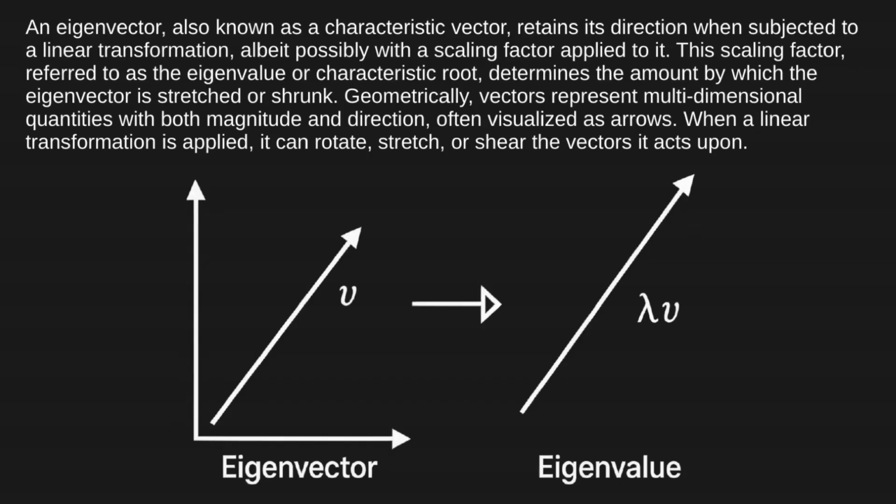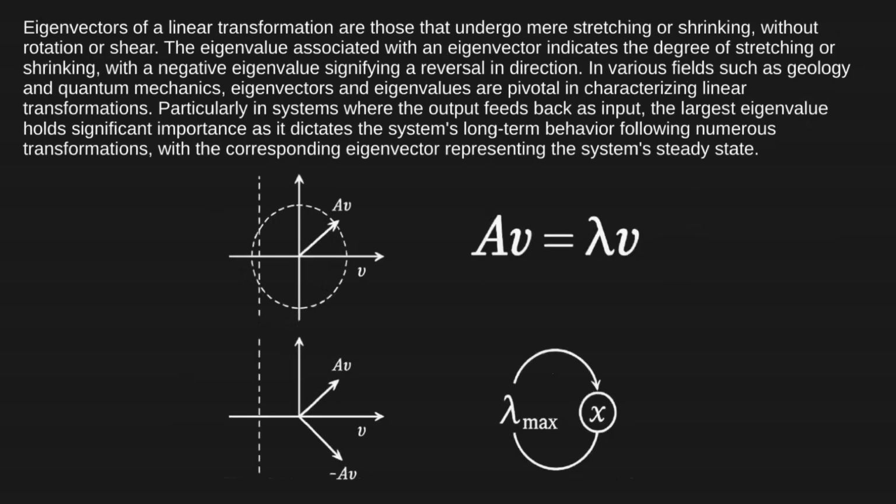When a linear transformation is applied, it can rotate, stretch, or shear the vectors it acts upon. Eigenvectors of a linear transformation are those that undergo mere stretching or shrinking, without rotation or shear. The eigenvalue associated with an eigenvector indicates the degree of stretching or shrinking, with a negative eigenvalue signifying a reversal in direction. In various fields such as geology and quantum mechanics, eigenvectors and eigenvalues are pivotal in characterizing linear transformations.